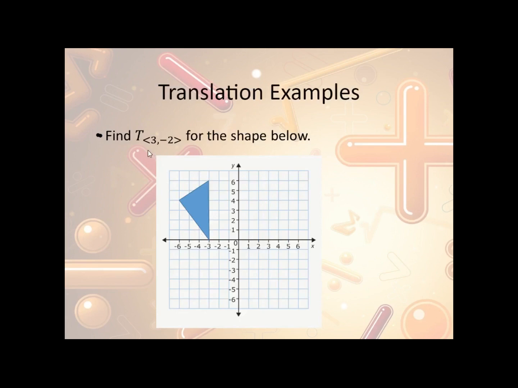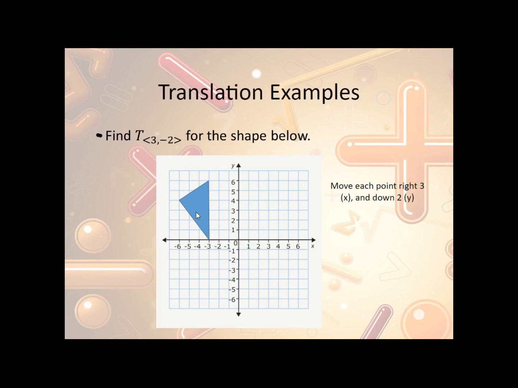So we want to find T of ⟨3, -2⟩. What we're going to do is take each of the points and move them to the right 3 and down 2, because we're going to have a change of +3 on the x-axis, so everything's going to slide to the right, and then -2 on the y, so it's going to go down 2.